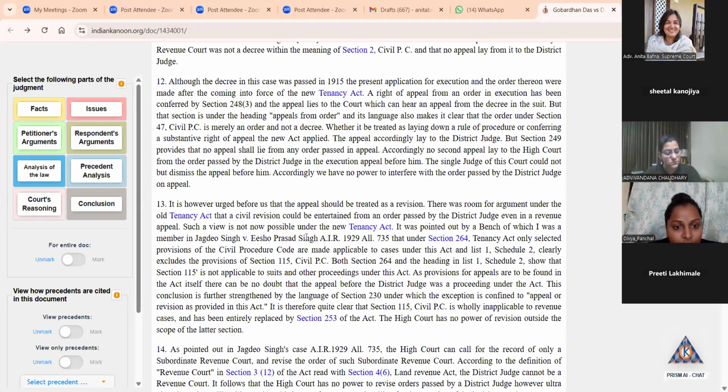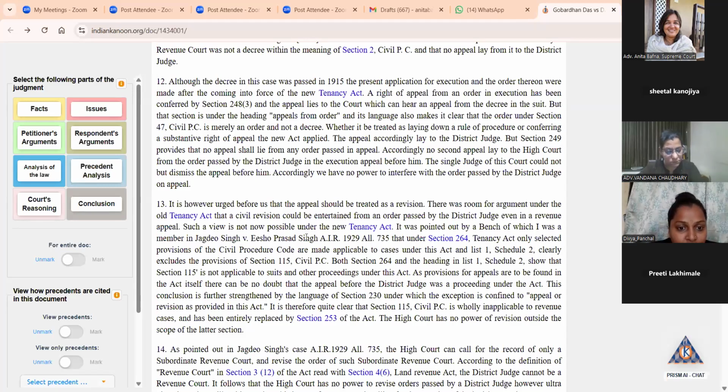Only selected provisions of the Civil Procedure Code are made applicable to cases under this Act, and List 1, Schedule 2 clearly excludes the provisions of Section 115 Civil Procedure Code. Both Section 264 and the heading in List 1, Schedule 2, show that Section 115 is not applicable to suits and other proceedings under this Act. As provisions for appeal are to be found in the Act itself, there can be no doubt that the appeal before the district judge was a proceeding under this Act.